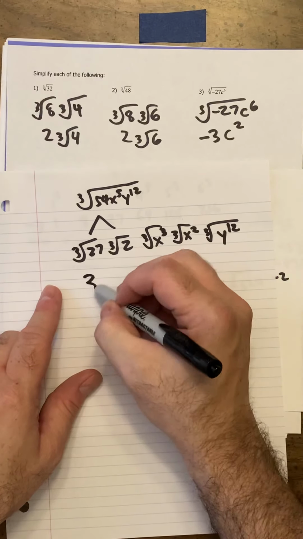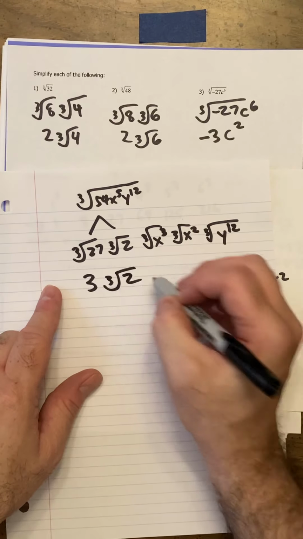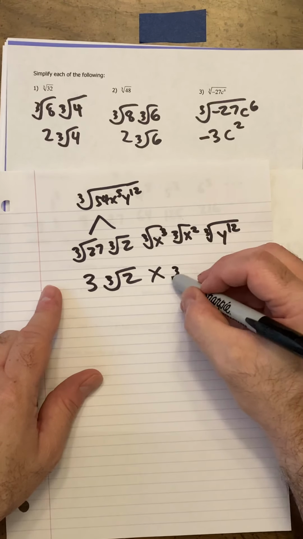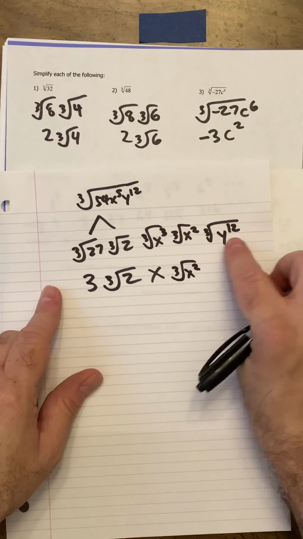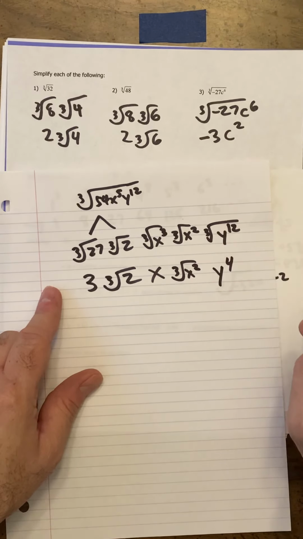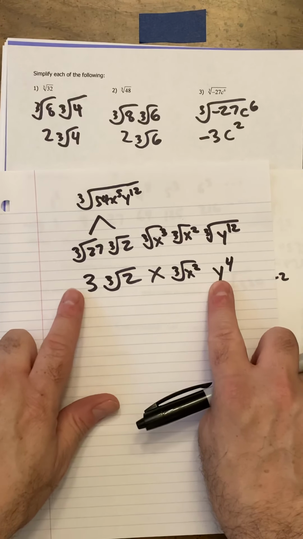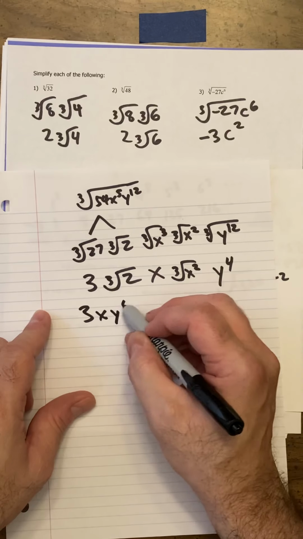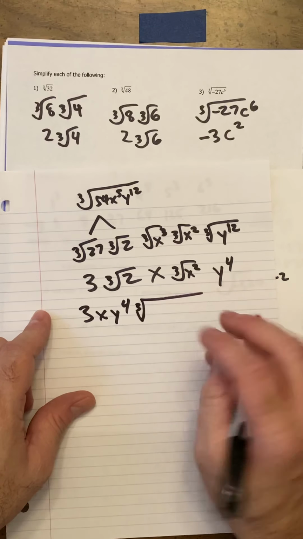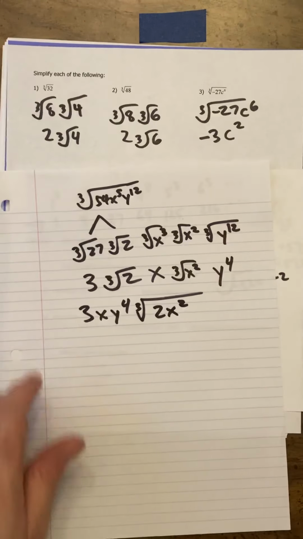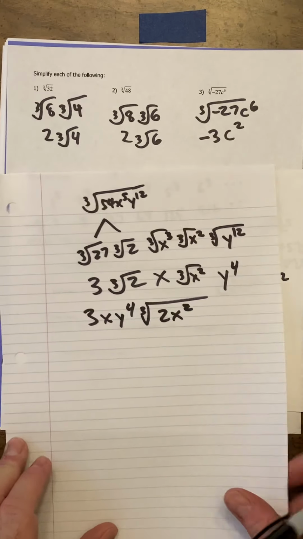Cube root of 27 is 3. This cannot be simplified. Cube root of x cubed is x. This cannot be simplified. Cube root of y to the 12th is y to the 4th because 3 goes into 12 4 times. Now we're going to take all the stuff that's not in the radicals and put it together: 3 and x and y to the 4th. Put the cube root stuff together. We've got a 2 in there and an x squared there. Okay? And that's how you simplify cube roots.